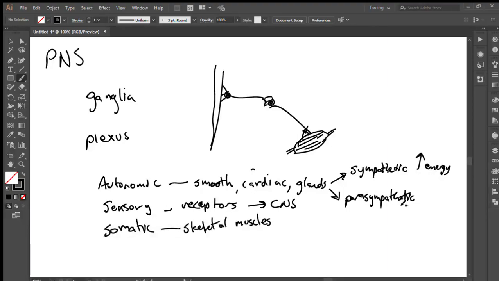Your parasympathetic does the opposite. It slows everything back down. So it's also responsible for things like churning your stomach when you're digesting a meal, things like that.